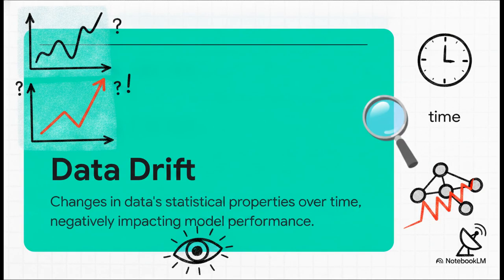Okay, let's actually define what's going on here. Data drift refers to changes in the statistical properties of your data over time, which ultimately tanks your model's performance. It is a massive challenge in real-world systems. And here's the kicker. While not all drifts require an immediate retraining of your model, every single type absolutely requires monitoring. If you aren't tracking it, you are quite literally flying blind.